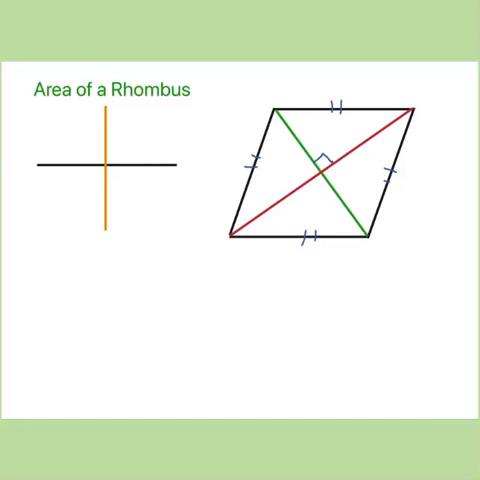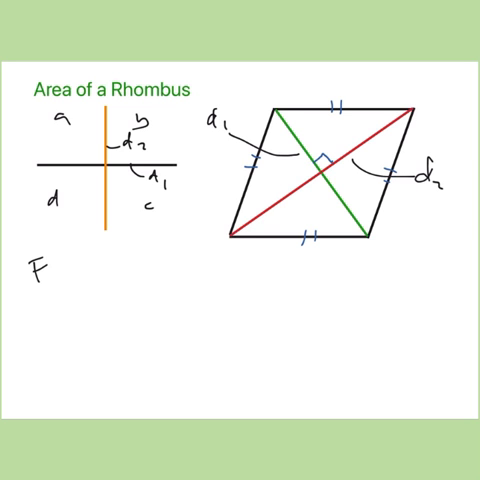So this is our rhombus, A, B, C, and D. This is our diagonal 1, and this is our diagonal 2, and this is our rhombus. This green line refers to our diagonal 1, and this red line refers to our diagonal 2.